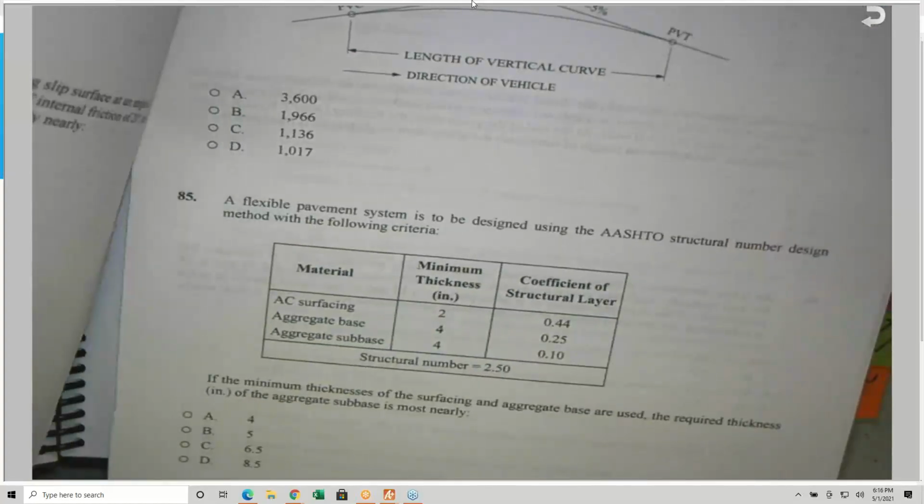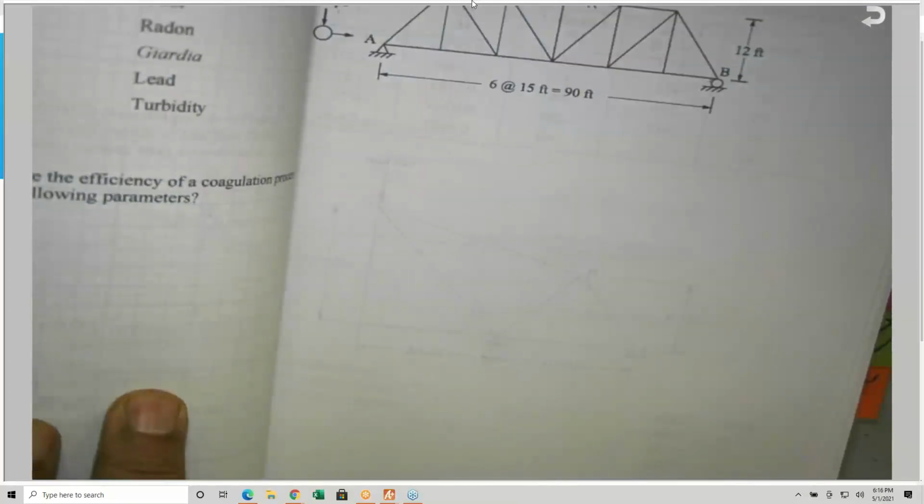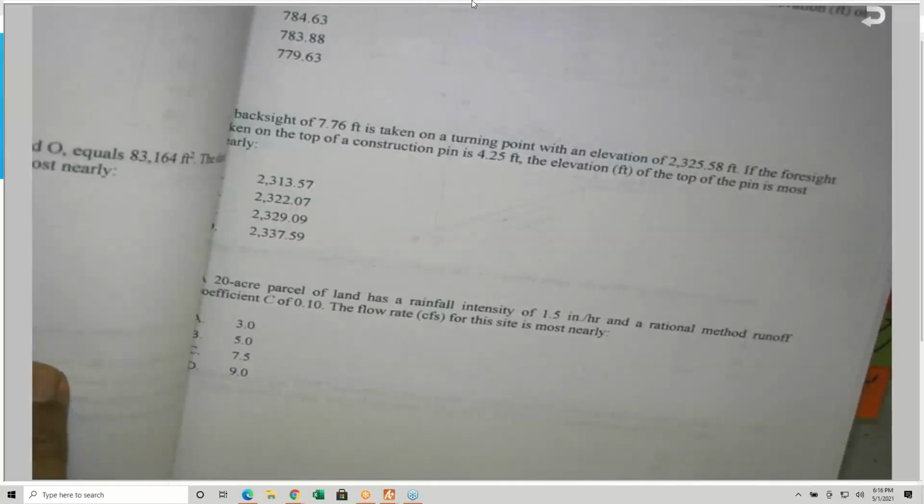They have a problem here where the wording could be written a little bit better, so that at least it will not cause confusion. I don't know if they still have it or not. It's a concrete mix design problem.